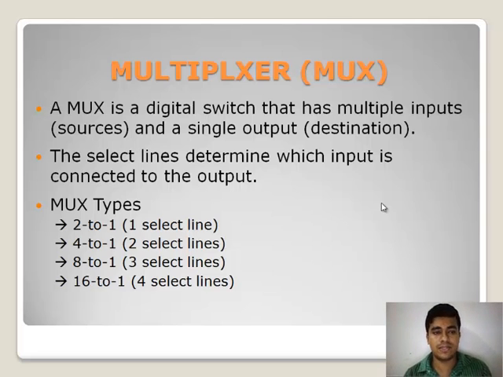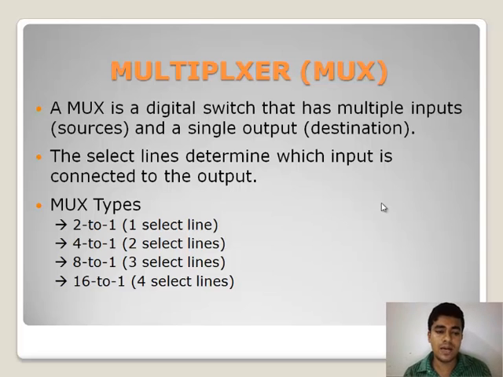First of all, we will see the multiplexer. A multiplexer is nothing but a digital switch that has multiple inputs and a single output. Means there are multiple sources coming to the input, and we give only a single output as destination. For this, the select lines are used to determine which input is present at the output. Means it depends on the select lines. That is where the switching action is: at the input we have the switch, and the control of the switch depends on the select lines.